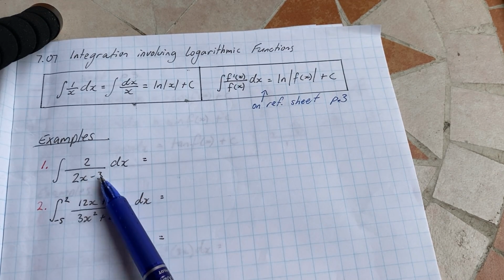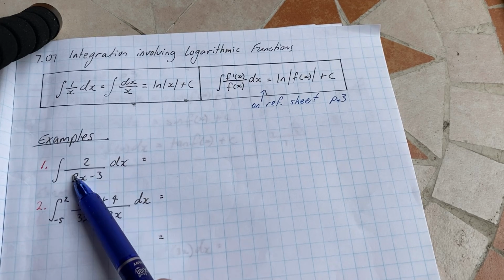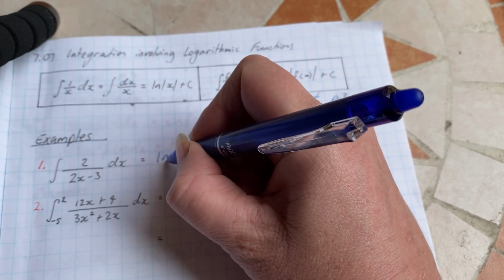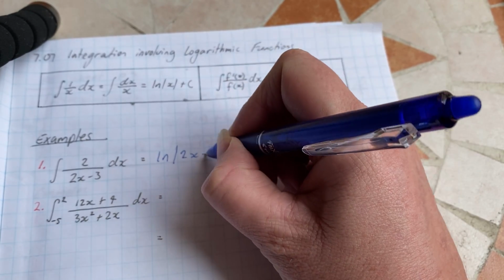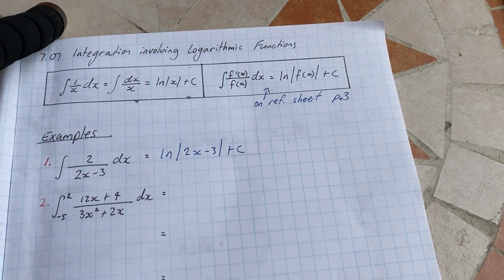So here's an example. In this one, the numerator is exactly the derivative of the denominator. So we can just go straight there and do log absolute value of 2x minus 3 plus c. So that one's very easy.